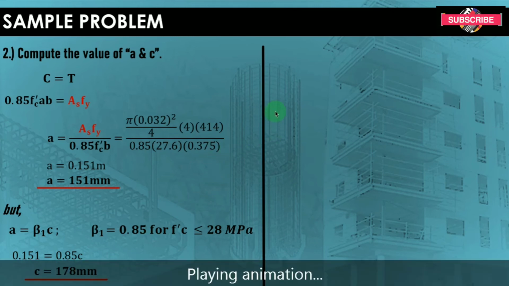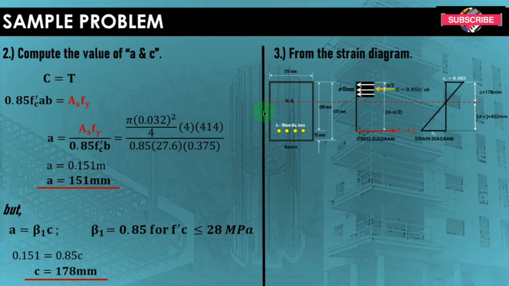So, after that we are going to draw the stress and strain diagram. Makikita nyo dito, ito yung beam section natin at saka ito yung stress diagram natin having this a equal now to 151, 151. Okay, so at saka ito yung compression force natin na C, at saka ito yung tension force, at saka ito yung a over 2 niya, at saka ito yung d minus a over 2.